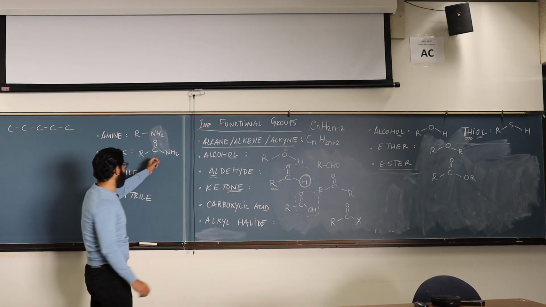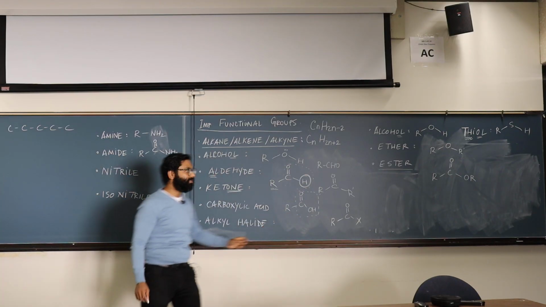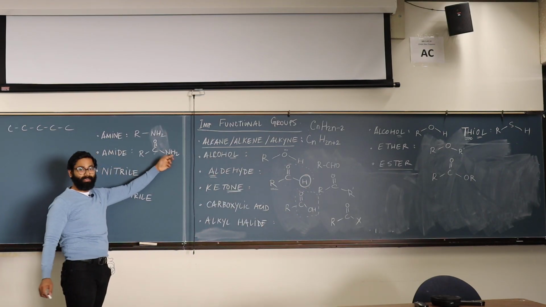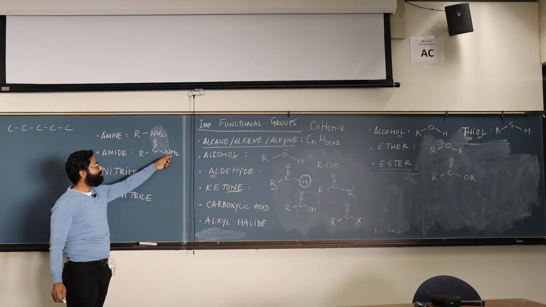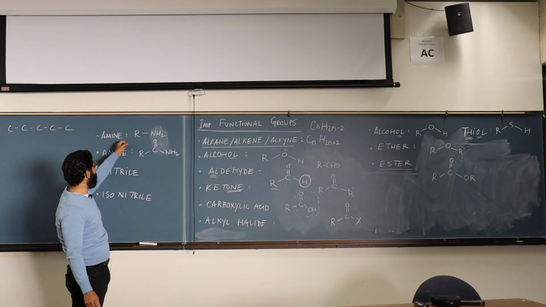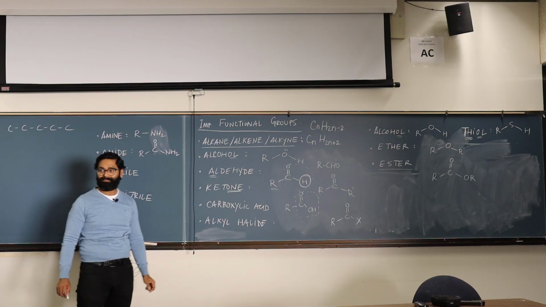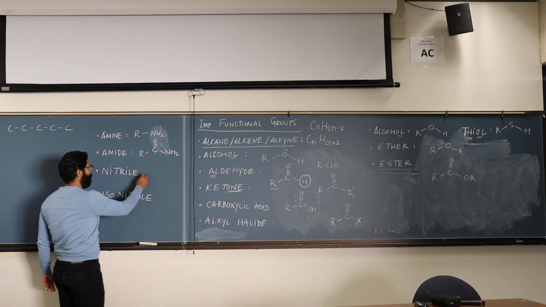Okay, continuing with this. Amide is also related to this. You can see this RCO. Remove that OH, get this NH2 kind of a thing. So you can think of amide being a combination of an amine and a carboxylic acid. Right? What is a nitrile?